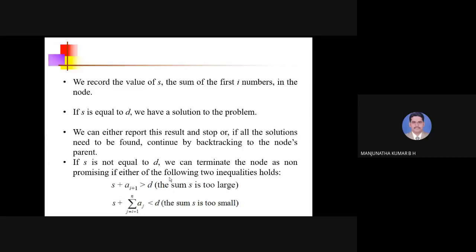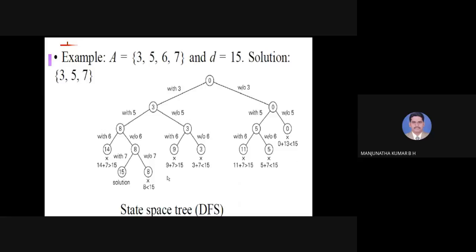And suppose s is my current sum. If I add all the remaining numbers to s, and the total sum is not equal to d, it's always lesser than d, then again it is a non-promising node, because to the current sum I am adding all the numbers of a given set. The total sum is always less than d, so it is not possible to get the solution. Then the sum s is too small. Okay, so now let me give the solution to the problem.